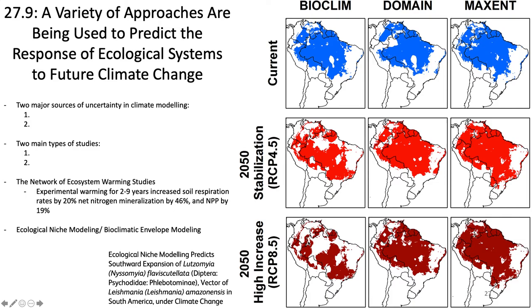With almost all of the models, besides the bioclim model, you see an increase in the range. Actually, you even see an increase in range with the bioclim model too, just not in certain regions. You see an increase in the range of this fly that transmits diseases. So climate warming, climate change has an effect on people too, because it can increase the spread of disease vectors.